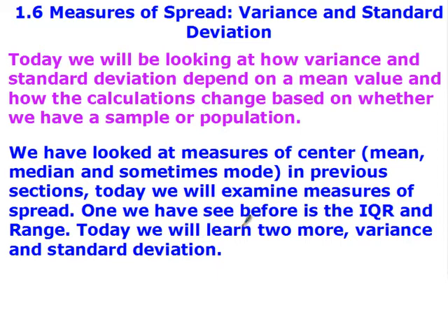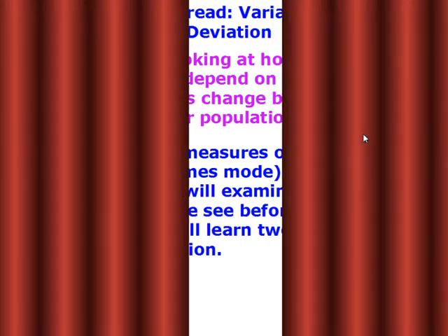So we've looked at measures of center, which are the mean, median, and sometimes the mode, previously in this chapter, and today we're going to look at measures of spread, or we're going to calculate values that tell us how spread out our data is. So we've learned how to find ways to talk about averages. We're going to now look at, can we describe with a number how spread out our data is? So we've seen some of these before with both the IQR and the range, and so now we're going to look at standard deviation and variance.